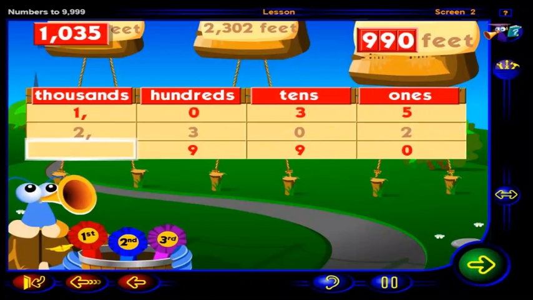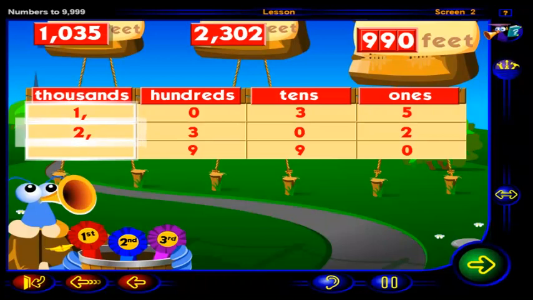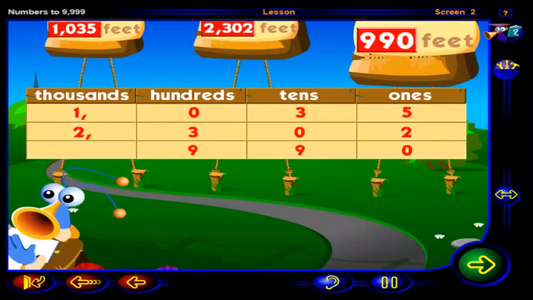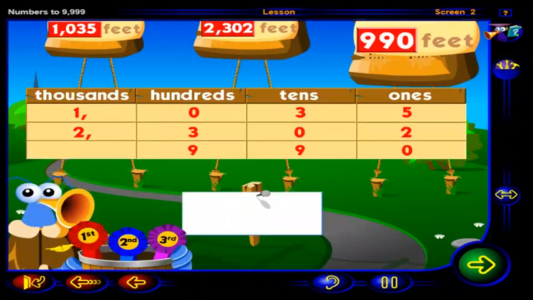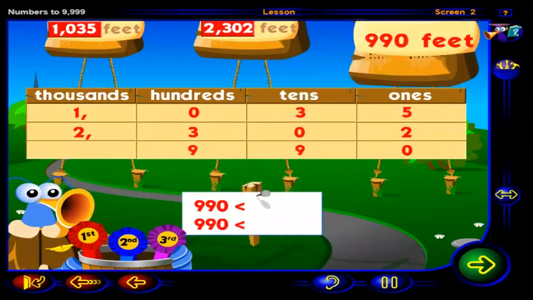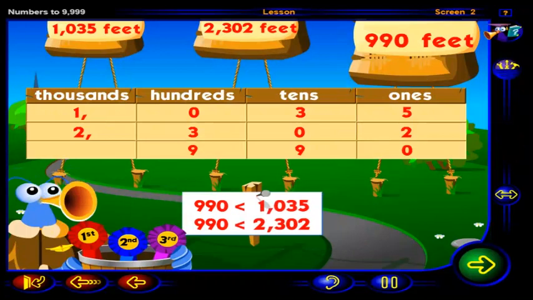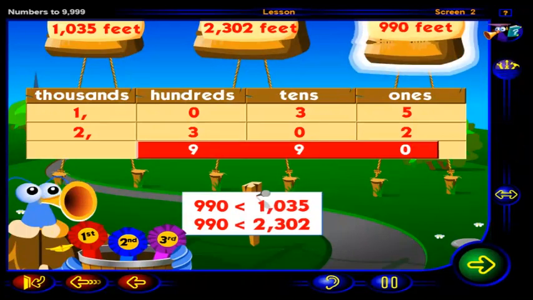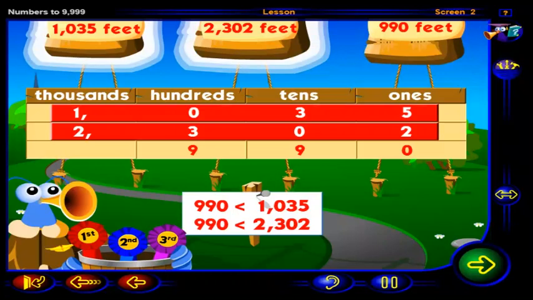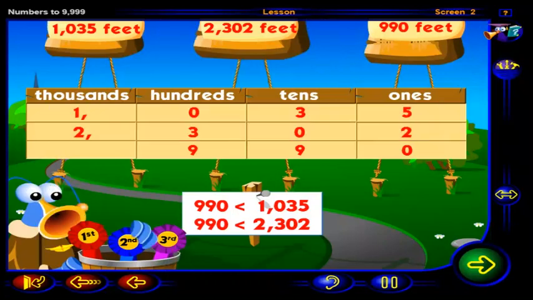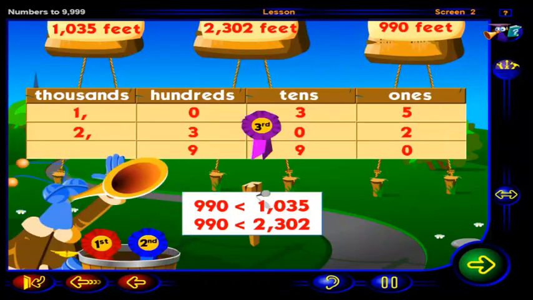But this number has 1,000. And this number has 2,000s. So 990 is less than both of these numbers. That means this balloon didn't go as high as the other two. And third prize goes to this balloon.